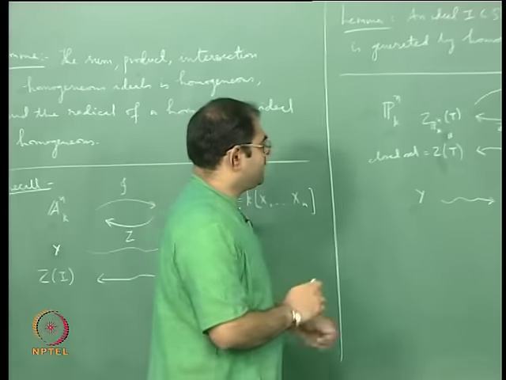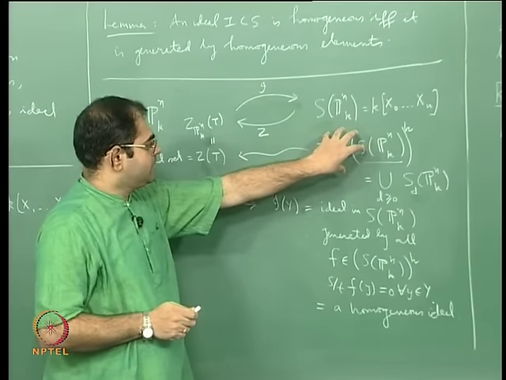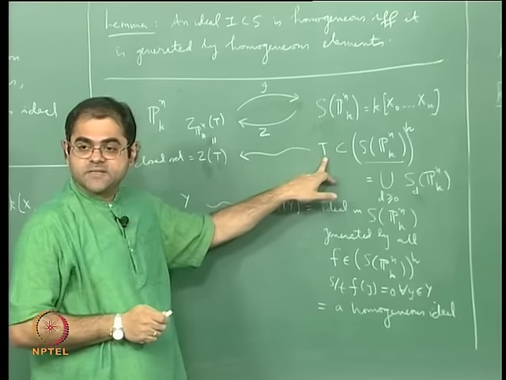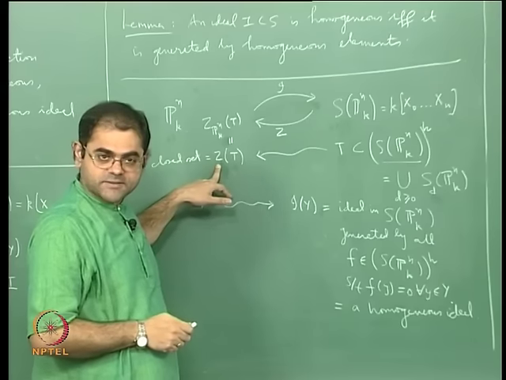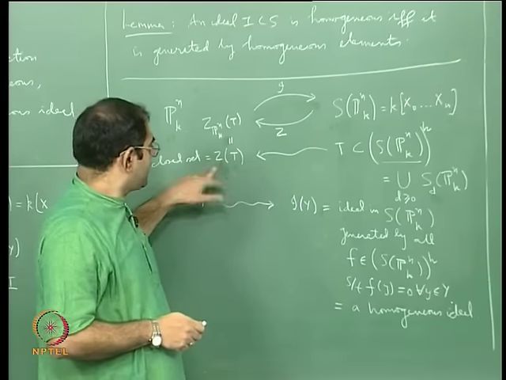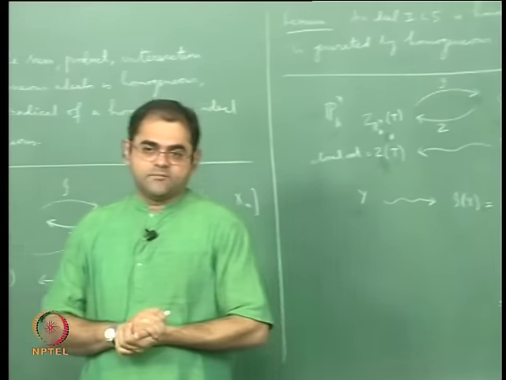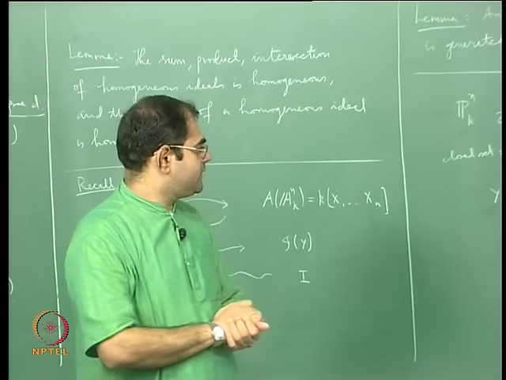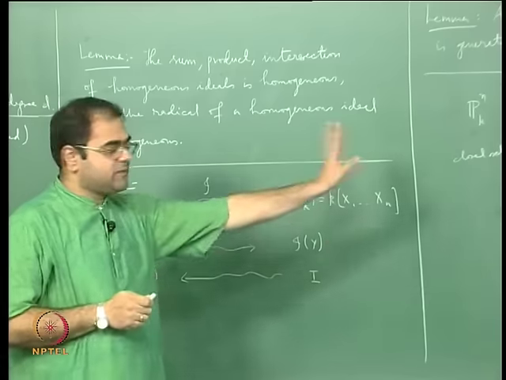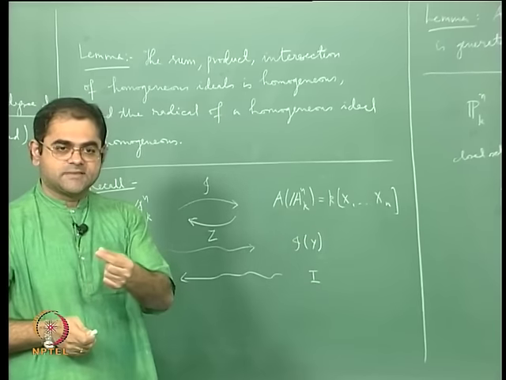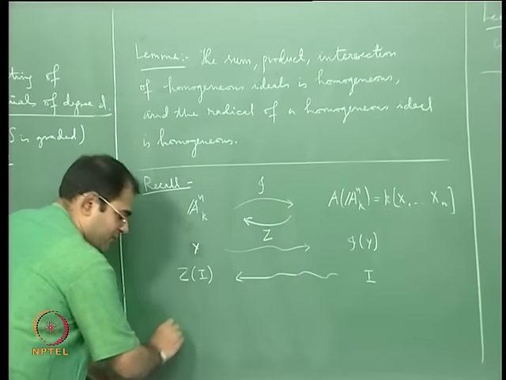So what has happened is, if you start with a set of homogeneous elements, you get the zero set of that, which is a closed subset of projective space, and if you start with any subset of projective space, you get the ideal of that subset, and that will be a homogeneous ideal by definition. And whatever happened here more or less will happen there, except for one or two subtleties. So let me tell you what are the things that are going to happen.